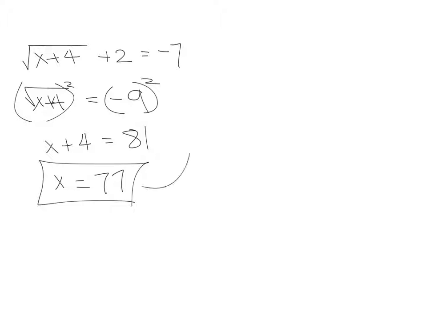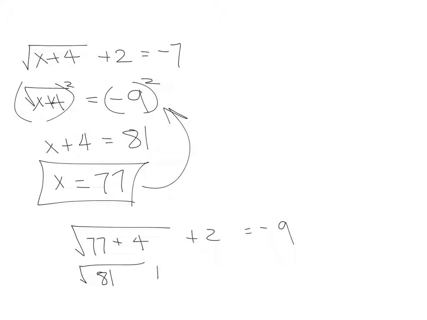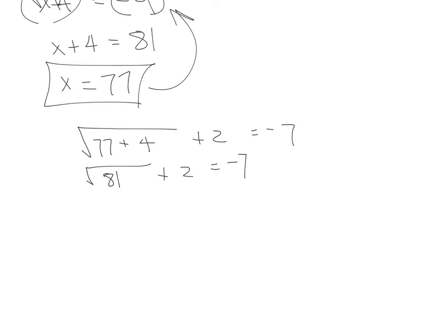Okay, now we have to plug it into the original. So let's do that. 77 plus 4 plus 2 equals negative 7. Square root of 81 plus 2. Whoops, where did I get that? That's not a 9, that's a 7. Okay, plus 2 equals negative 7. All right, let's move all this up a little bit.